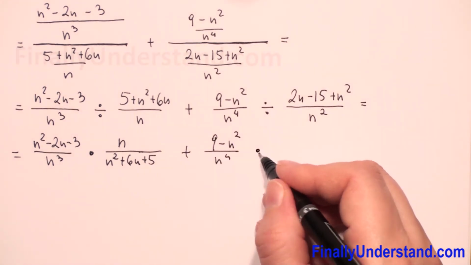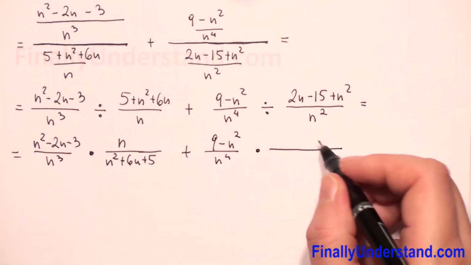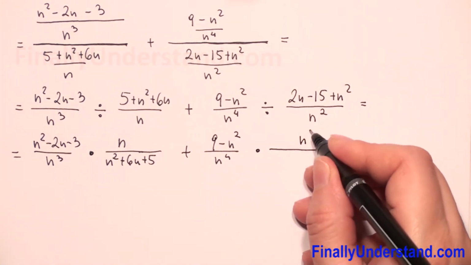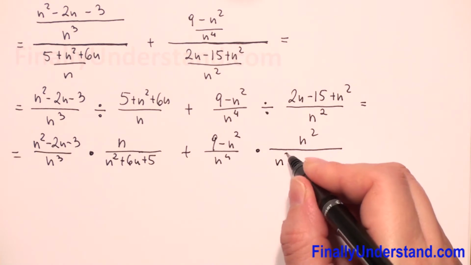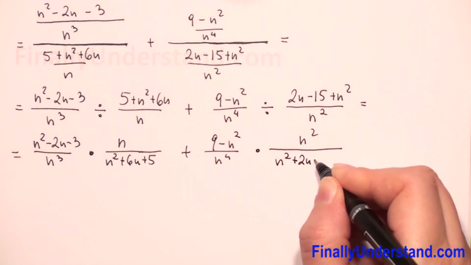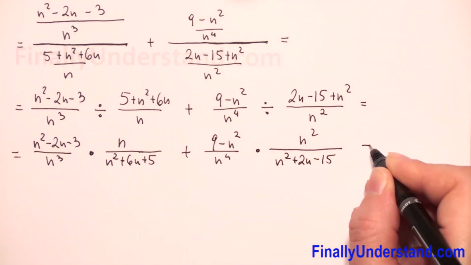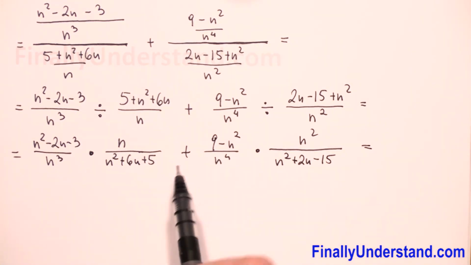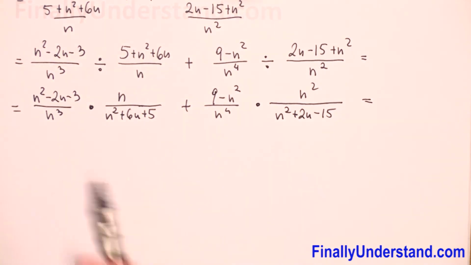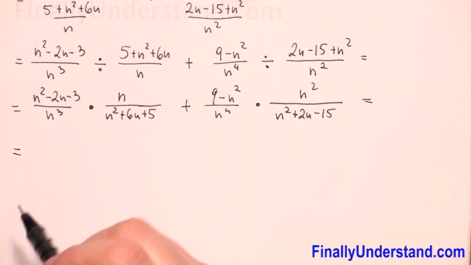Division sign we have to change to multiplication, and we have to flip the second fraction, so it will be n squared, and I will start from the highest power, so it will be n squared plus 2n minus 15. So this is equal. We know that first we have to do multiplications, next will be addition. So let's see what we have here.